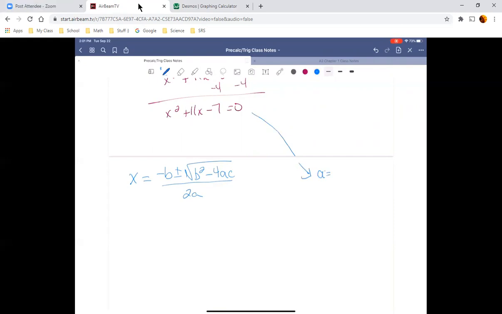What's my a going to equal? What's in front of the x squared? It's invisible, but it's there. Technically there's a 1 there, right? What's my b going to equal? 11, right? And what's my c going to equal? Negative 7, yep. So now we can plug that into our quadratic formula, right?